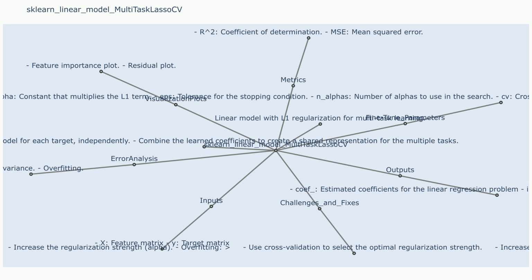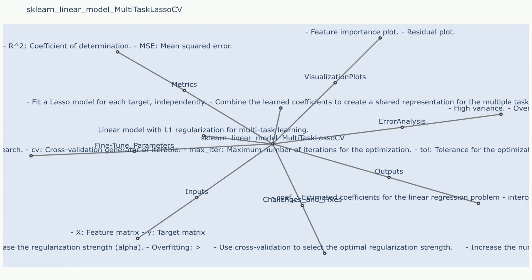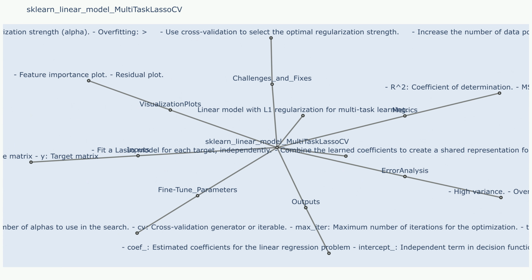Challenge 3. Multicollinearity. The model might have unstable coefficients if there is high correlation between features. Sample use case. A model trained with highly correlated features might have different coefficients for each fold of the cross-validation. Fixes. Use feature selection techniques to remove highly correlated features. Consider using a different model that is more robust to multicollinearity, such as ridge regression. Use regularization techniques, such as lasso or elastic net, to penalize large coefficients and reduce the influence of highly correlated features.